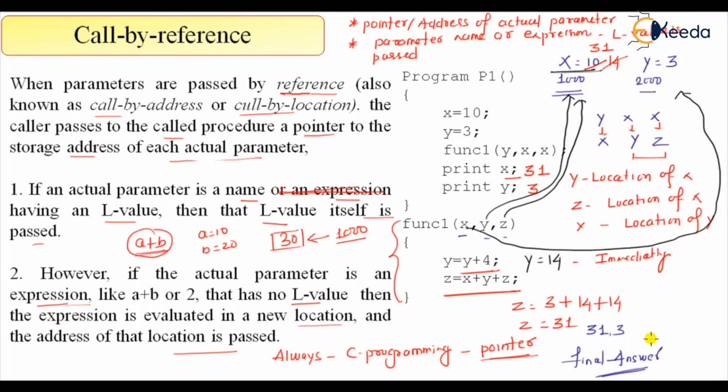So that's all for call by reference. I hope I'm clear with the concept. We have to put a pointer or an arrow, and we have to be careful with the manipulation, as the changes will be immediate. So that's all. Thank you.